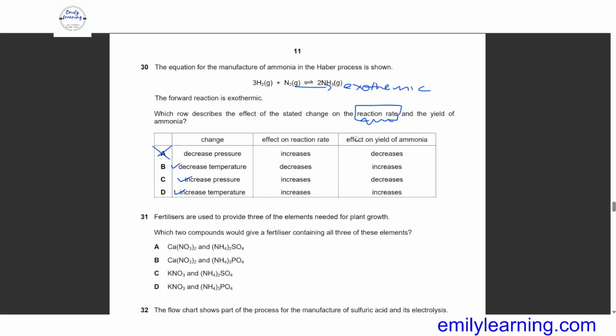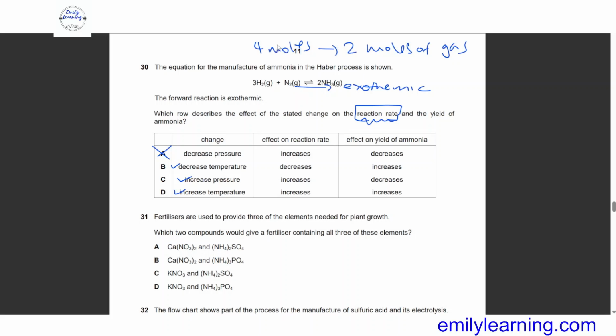So now let's move on to the third column, effect on the yield of ammonia. If you take a look at this, 4 moles of gas forms 2 moles of gas. So in other words, to push the reaction to the right to produce more ammonia, it will prefer a higher pressure, because this reaction will decrease the number of moles of gas and therefore decrease the pressure of the system. So therefore, you want a high pressure to push this reaction to the right.